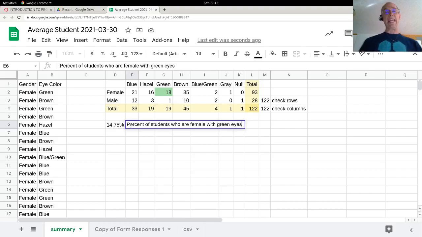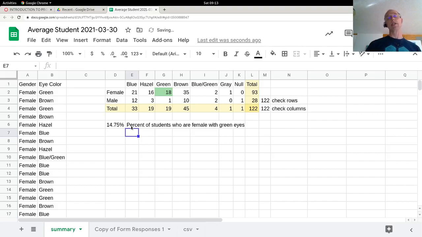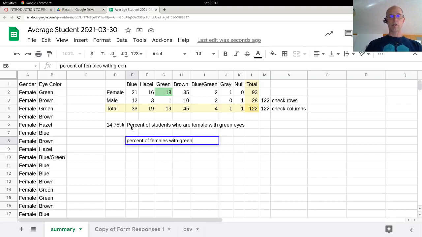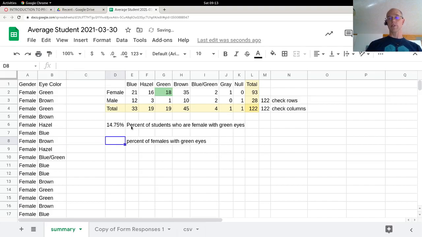Might also use the word and in there, females and have green eyes, right? So the two of those conditions have to be met together. But sometimes we're interested in other ways to look at that. Like, I have all these females, what percent of the females had green eyes? That's a different question because here I'm only concerned about the females. So it's the same 18 green-eyed females, but this time I'm only concerned about out of all of the females. So I'm going to get a different percent there.